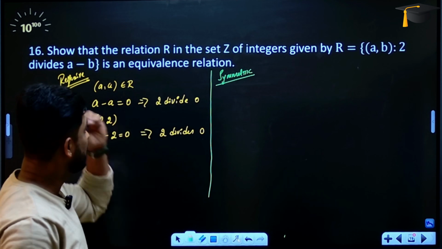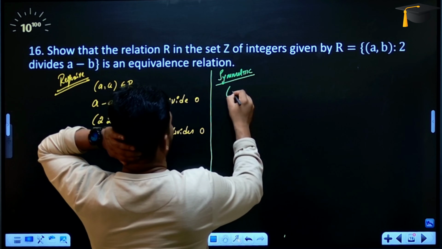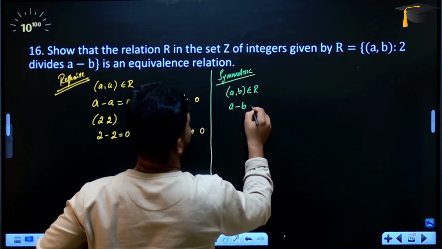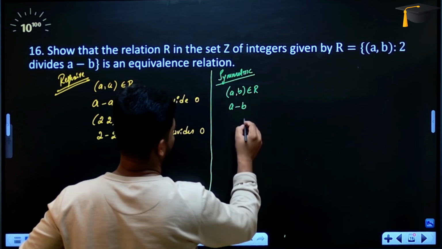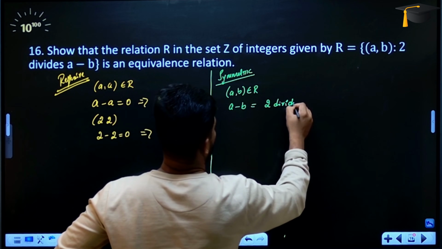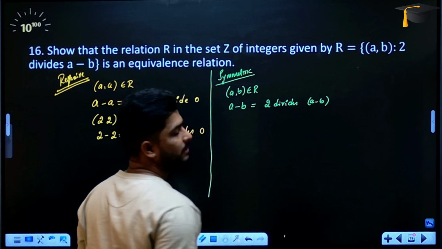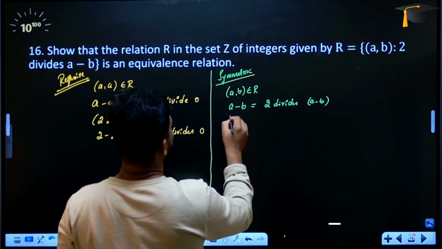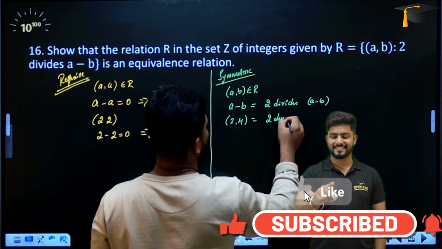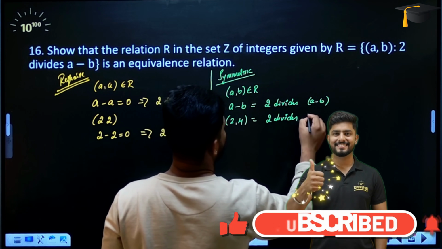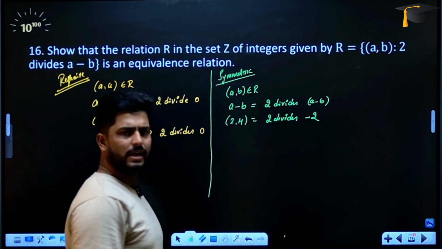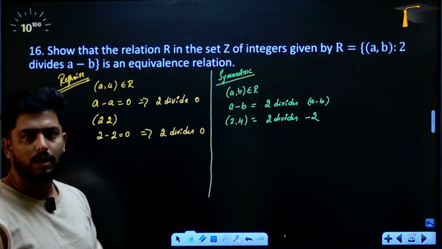Symmetric. Okay, so let's take a, b belongs to R. Why does a, b belong to R? Because 2 divides a minus b. For example, let's take 2, 4. So 2 divides 2 minus 4. That means 2 minus 4 is minus 2, right? So 2 divides minus 2. Yeah, it's actually the remainder will be 0. So 2 divides minus 2.